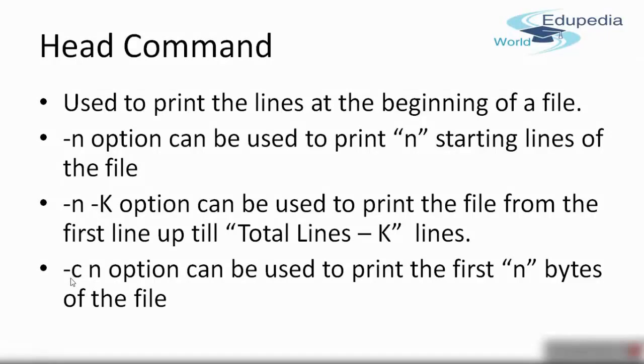Similarly, there is one more option. If you want, instead of specifying the number of lines to print, to specify the number of bytes to be printed on the screen, you can use the -c option. As per the last point over here, -c space n. Here n is the number of bytes that you want to print on the console.